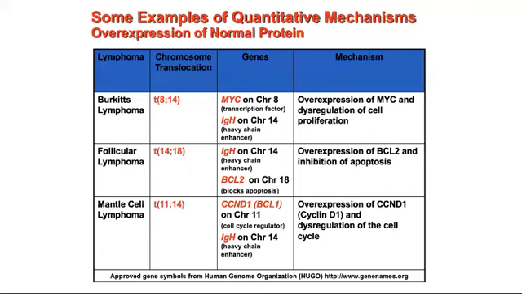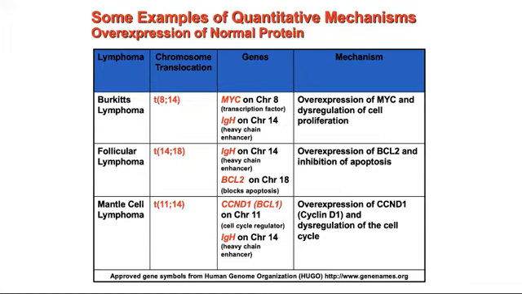In this table, we are showing you some examples of the quantitative mechanisms of proto-oncogene activation, which lead to an overexpression of the normal gene. For example, the first lymphoma listed is Burkitt's lymphoma. The translocation is 8;14, and the genes involved are the MYC gene on chromosome 8, which is a transcription factor, and the IGH gene, the immunoglobulin heavy chain gene, located on chromosome 14. This is an enhancer. This translocation leads to the overexpression of the MYC gene and dysregulation of cell proliferation.